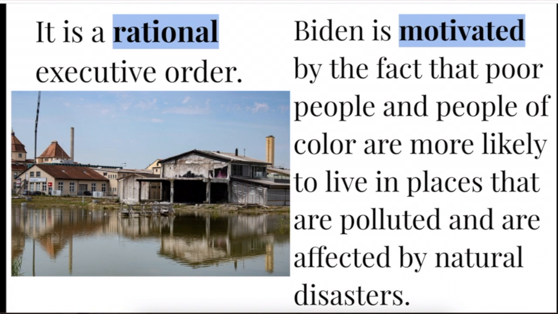So we can see in this picture here that this is a picture of flooding, right? We can see that the water has destroyed this town. So when it rains a lot and it floods, people who are poor are more likely to have their homes ruined. They're more likely to have problems recovering after the natural disaster. They're more likely to be renters, so they're not homeowners, so they don't have home insurance. And in this country, in the United States, people of color are much more likely to be poor.